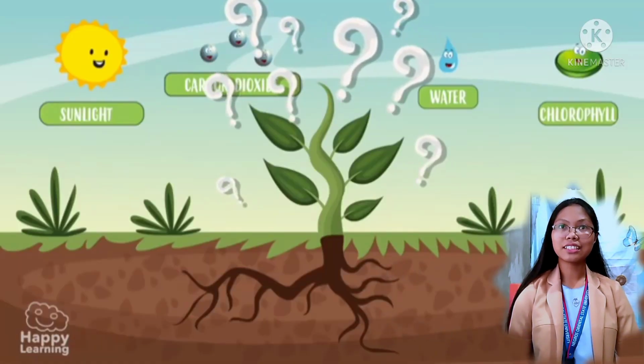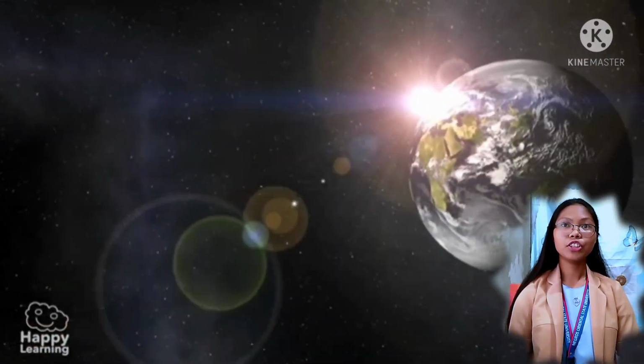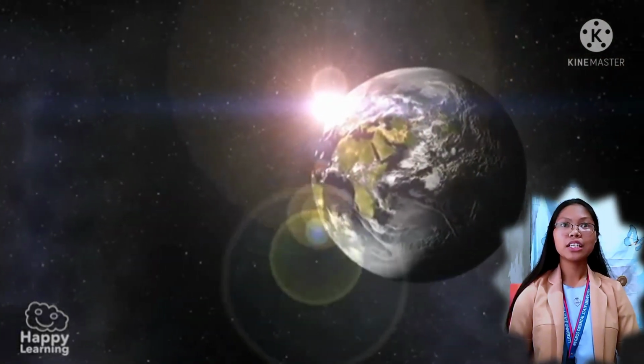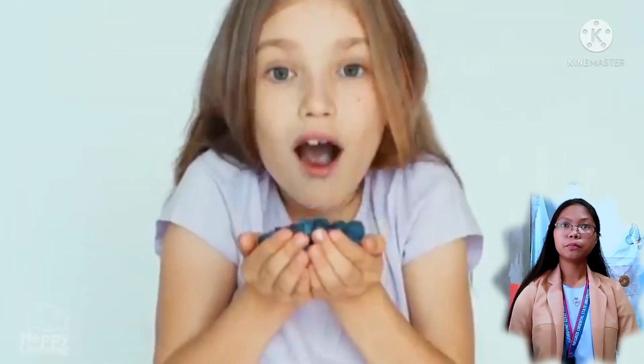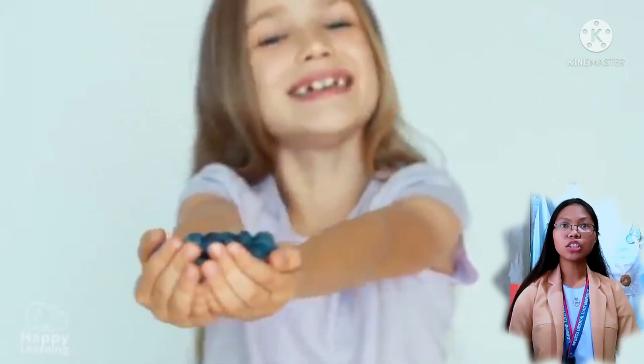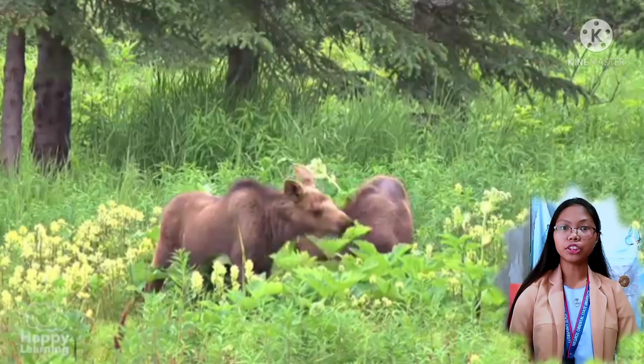Without this process, life on Earth as we know it would not be possible. We depend on plants for oxygen production and food.